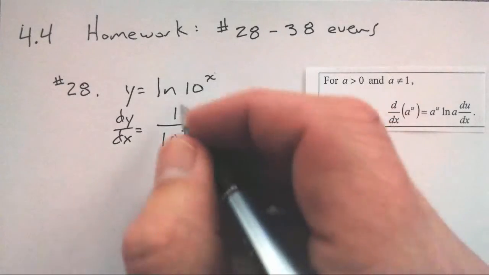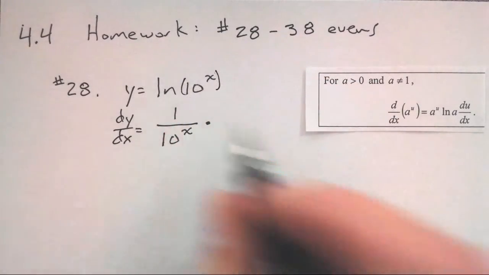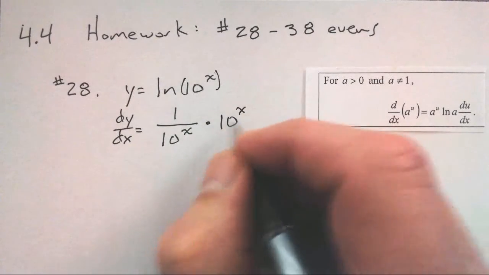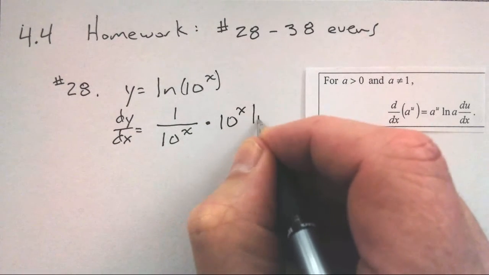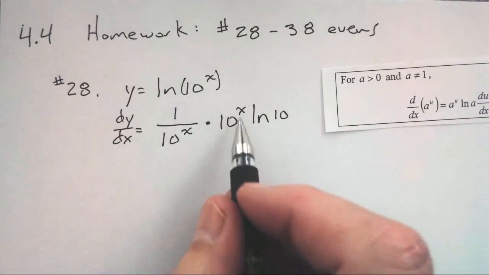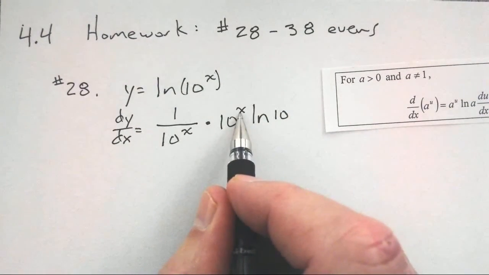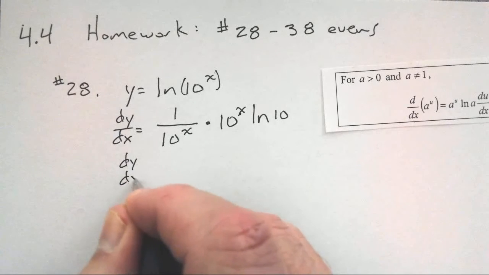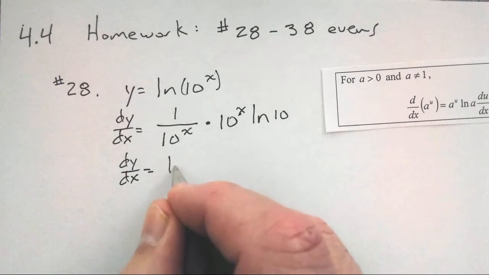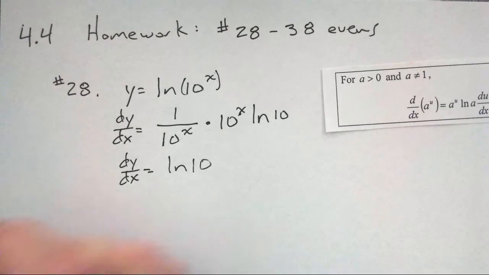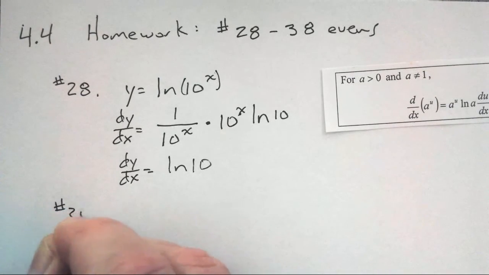So I now need to find the derivative of 10 to the x, like this. That wants to be 10 to the x. We compensate because it's not e with ln of 10, and then we take its inside derivative, but its inside derivative is just x. So 10 to the x cancels, and I get, believe it or not, dy/dx is a constant, ln 10.